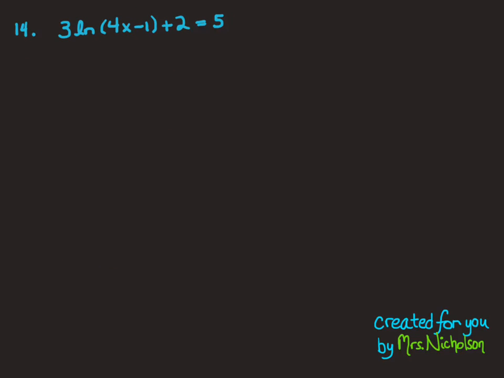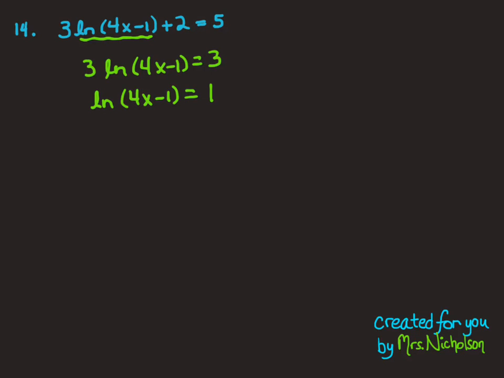On question 14, this time I've got a log equation. So I need to get this log expression by itself. I'm going to start off by subtracting 2 from both sides. So now that's equal to 3. Next step, I'm going to divide by 3 on both sides to get rid of that 3 in the front. And I get natural log of 4x minus 1 is equal to 1.